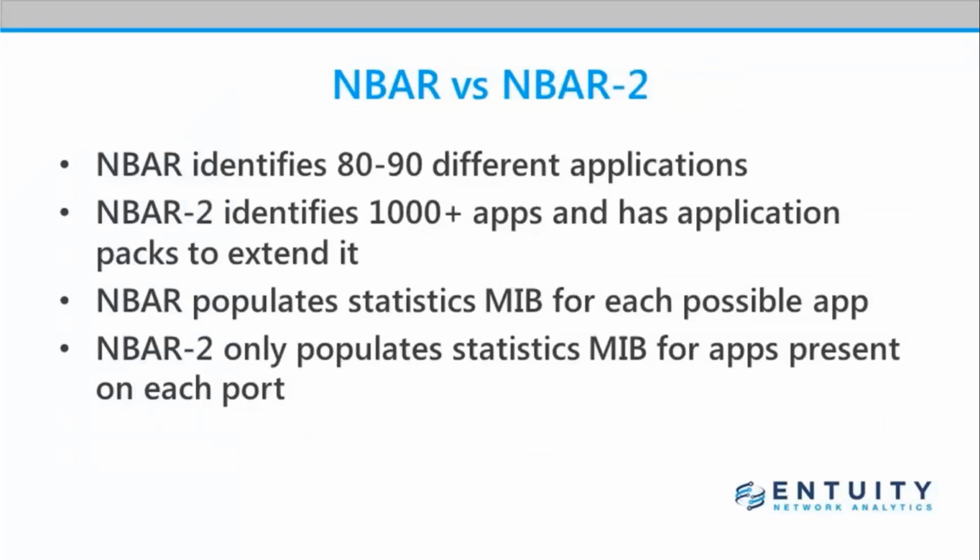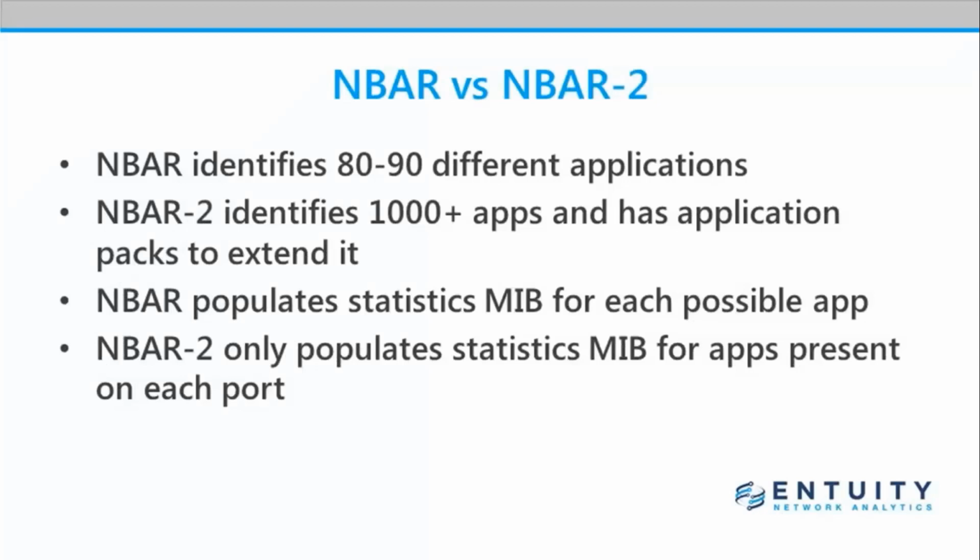The difference between NBAR and NBAR 2 is that the original NBAR supports around 80 to 90 different application types. NBAR 2, out of the box, identifies more than 1,000 different application types and can be expanded with what Cisco refer to as application packs.